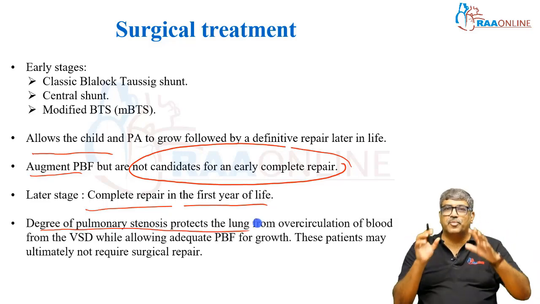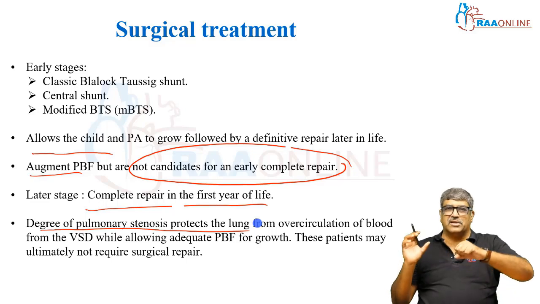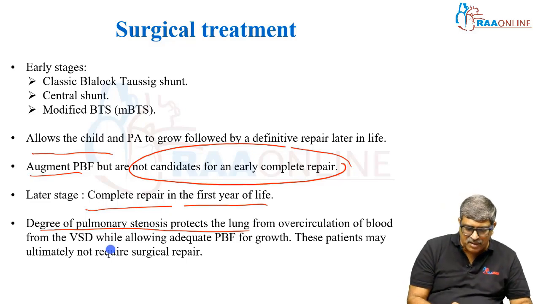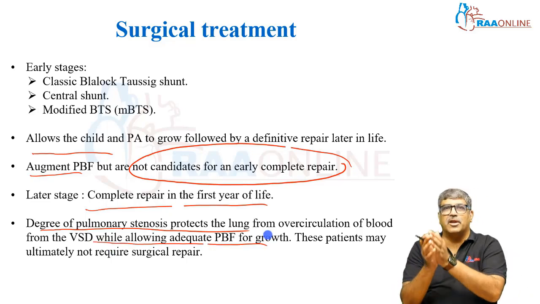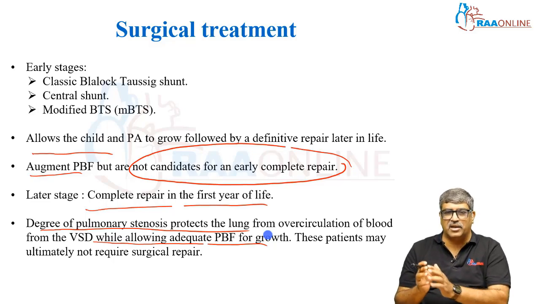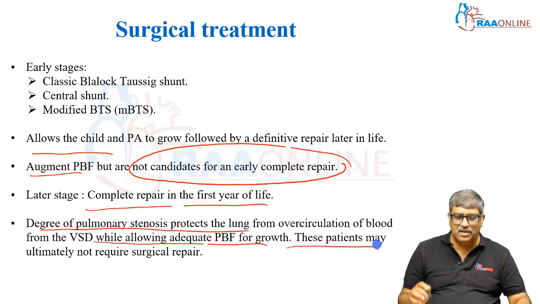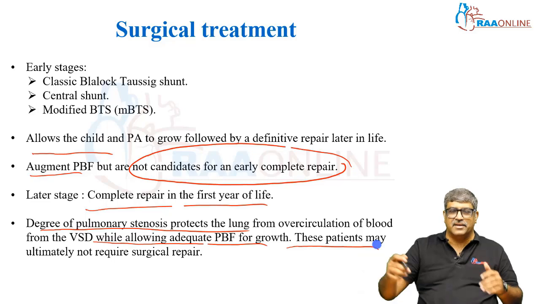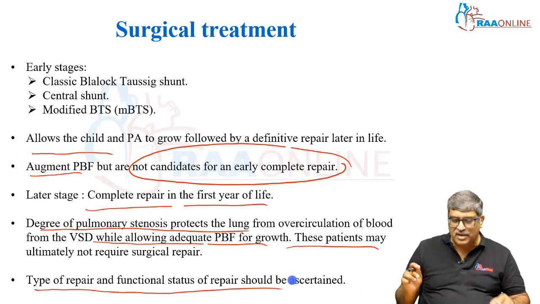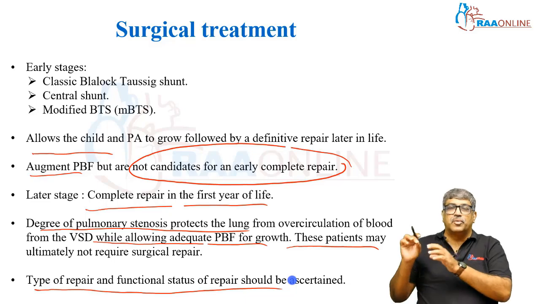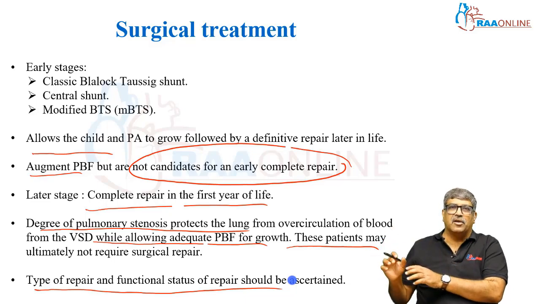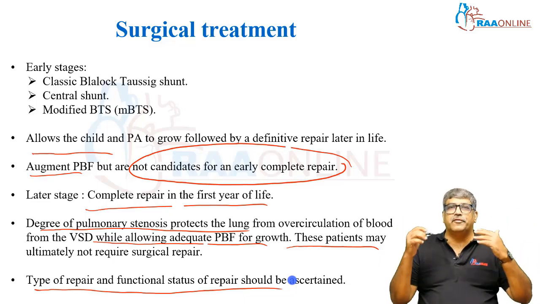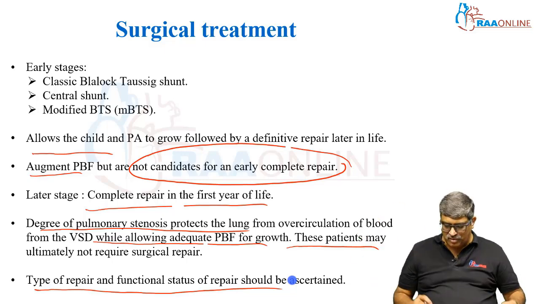The degree of pulmonary stenosis protects the lung from over-circulation. The blood may not reach the pulmonary arteries in full, but at the same time there is adequate pulmonary blood flow available for growth of the pulmonary artery, and this patient ultimately may not require repair in the early period. You can do the repair at a later stage. The type of repair and functional status of the repair should be obtained in the adult period. What repair was done, what size of shunt was put, how much the saturation has improved, all the information you should have when the child goes into the adult period.